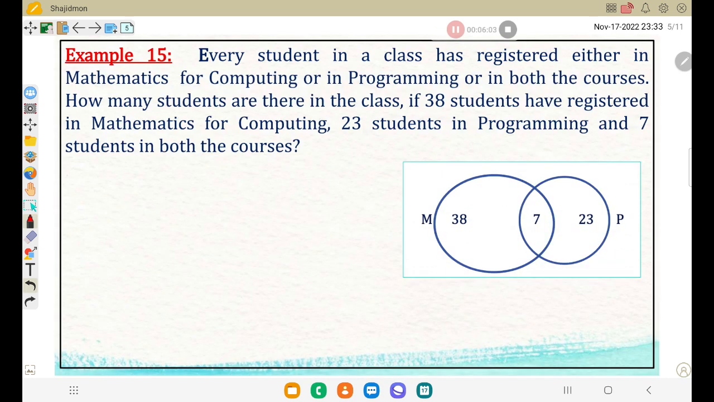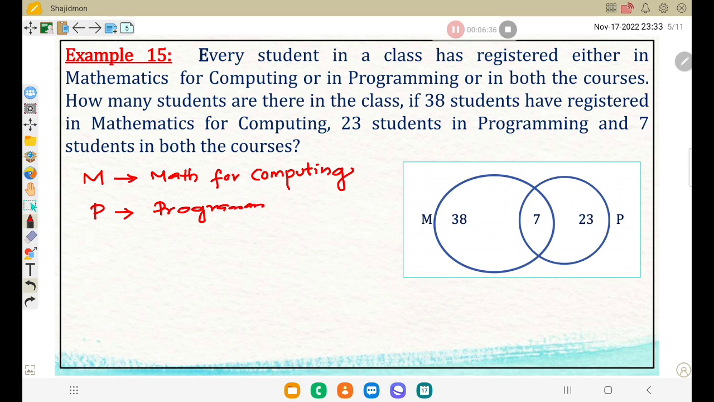Now we will come to the example. One example we are doing. Every student in a class has registered either in the mathematics for computing course or the programming course. So I am representing mathematics for computing by the letter M, and the programming course by the letter P.